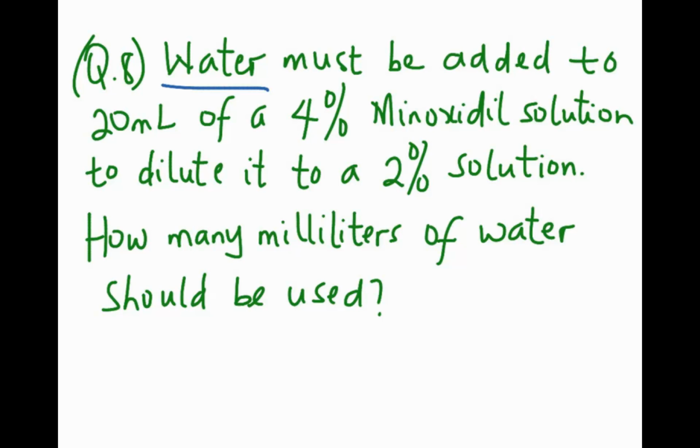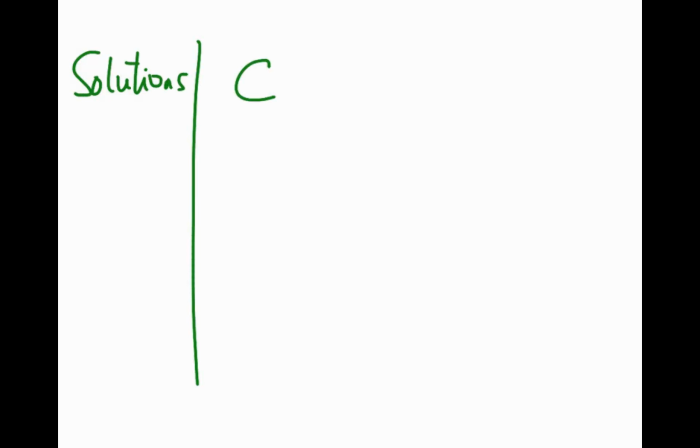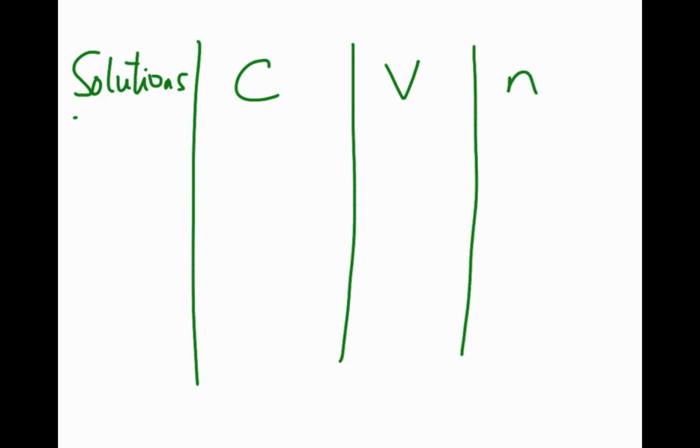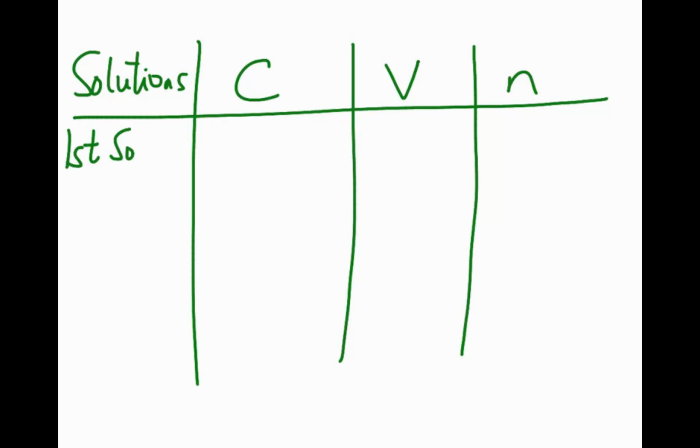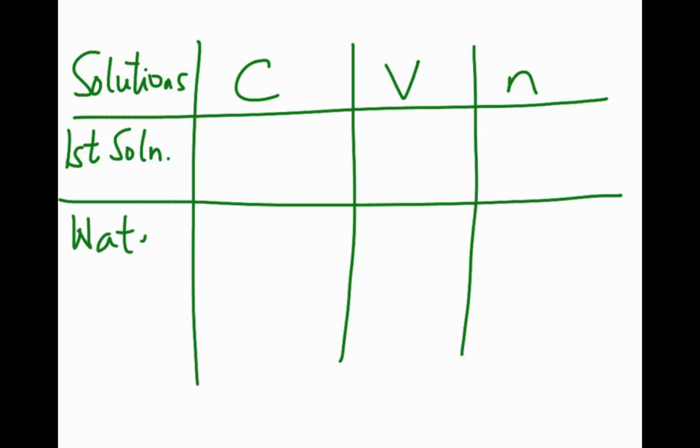Okay, let's solve the question. So as usual, we have a solution. We have C, V, N. So we have our first solution, what we have on hand. And of course, we have our second solution, which is water. Our second solution is water. And then we have our mixture.